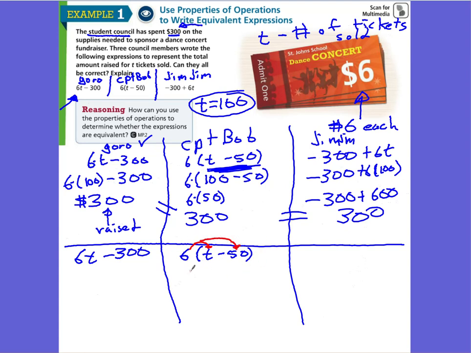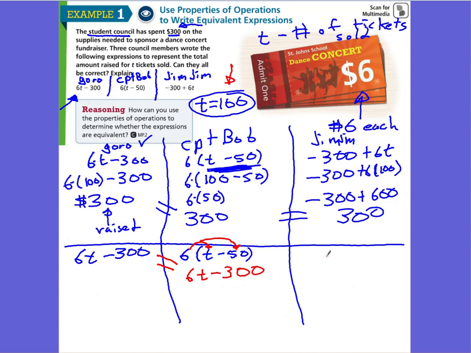So 6 times t, and of course gives us 6t. 6 times 50, and of course positive times a negative is a negative. That gives me 300. So what I've done here is shown these expressions are the same. So not only did they work for one specific variable and output the same thing, they should work in every single case because I rearranged it and they're the same expression.